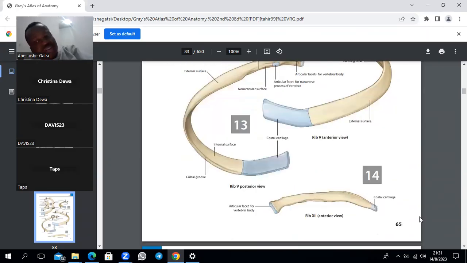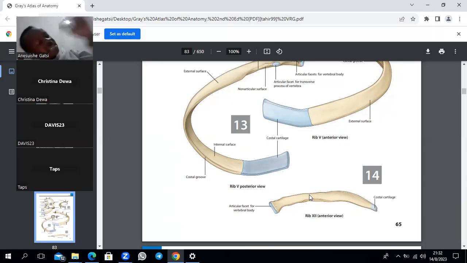Then rib number 10, 11, and 12, they're atypical. Though not shown here, rib number 11 and 12 will not have a tubercle. So they will lack the joint between the tubercle and the transverse process.